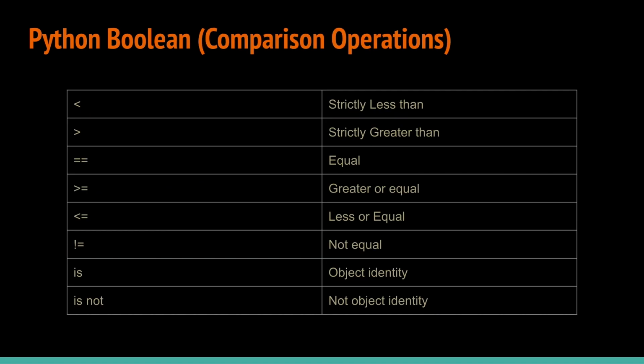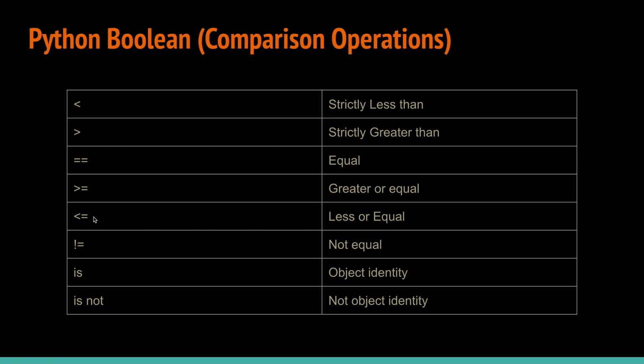So let's talk about the comparison operations that we have. We have the less than, which is an inequality sign, and this can be used to check if a value is less than another value. We also have the greater than sign, which is to check if a value is greater than the other value. We have the equal sign, which is represented with two equal signs, which is to check if two values are the same. Also, we have the greater or equal to sign, which is to check if one value is greater or equal to the other value.